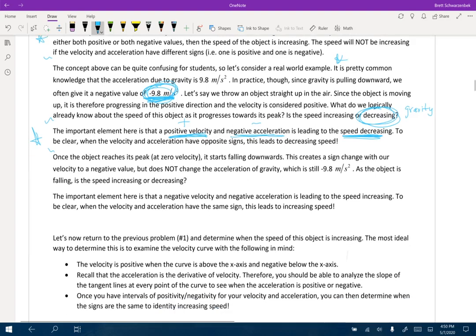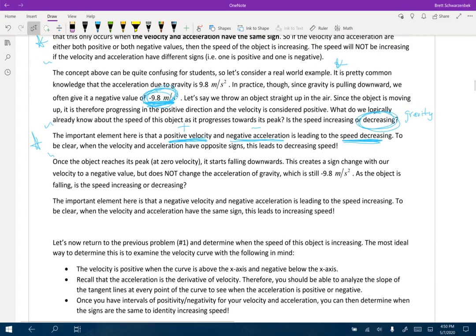How about the other direction? Once the object reaches its peak at zero velocity, it starts falling downwards. This creates a sign change with our velocity, which is now negative. So we now have a negative velocity. But did the acceleration due to gravity change? Think about that for a second. Did it change? No, gravity is still negative 9.8 meters per second squared. It's a constant. So we still have an acceleration of gravity, which is negative.